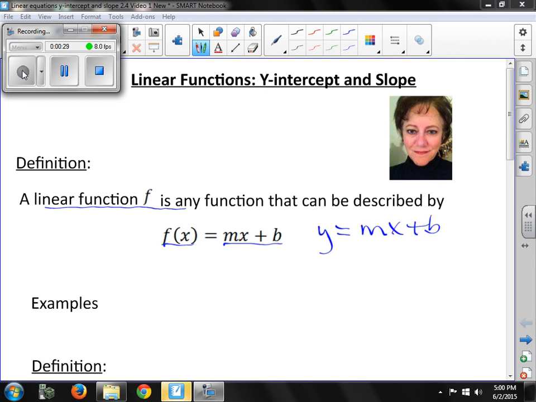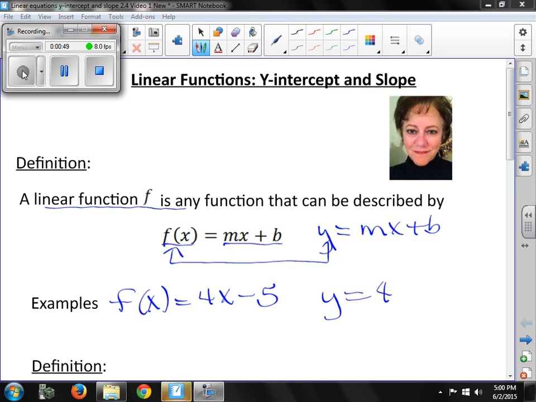And that is because when we learned about functions, remember f of x means the same thing as the variable y. An example of a linear function might be f of x equals 4x minus 5, or written as an equation, y equals 4x minus 5.